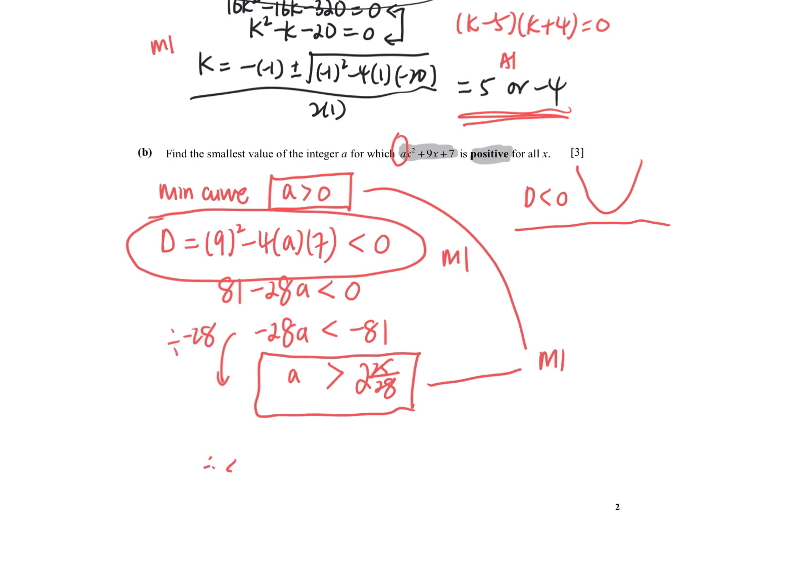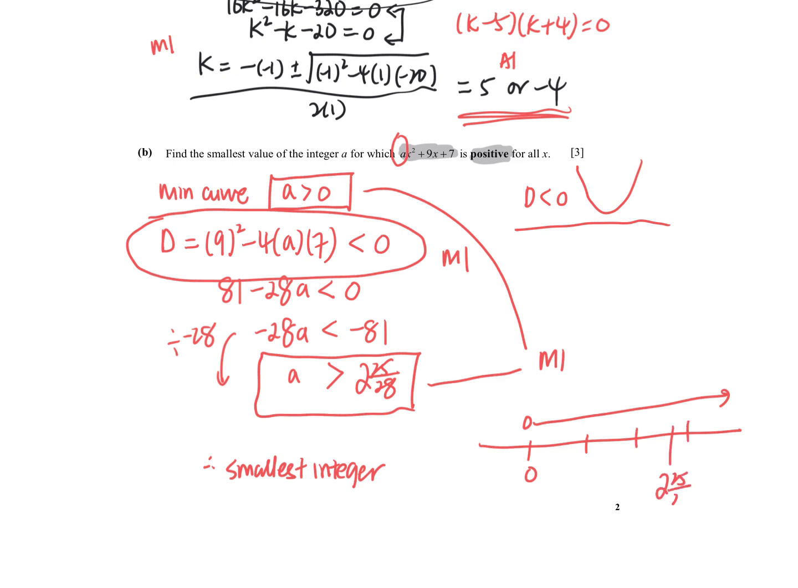So finally decide on the smallest integer. So if you look at all your criteria, a must be greater than 0. This is 2 whole 25 over 28. A must be greater than this. So your solution set must be found in the overlap here. And what is the smallest whole number that appears there? It will be this. 3 lies in the solution set. So the smallest integer is 3.